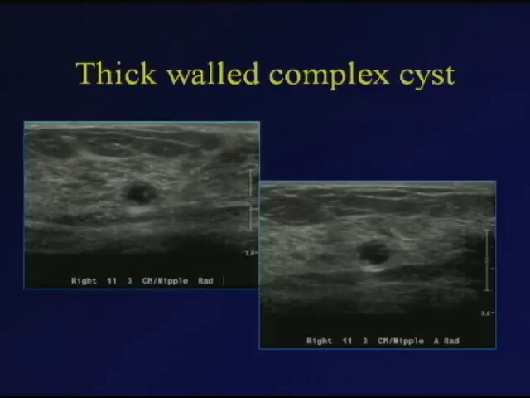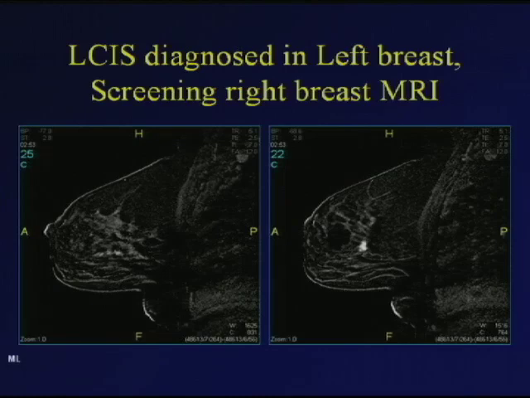What we found on mammography in the central aspect of the breast at about 11 o'clock was a thick-walled complex cyst. And this matched the ring enhancement of the MRI. And we were able to biopsy this under ultrasound, and it simply was a benign complex cyst.